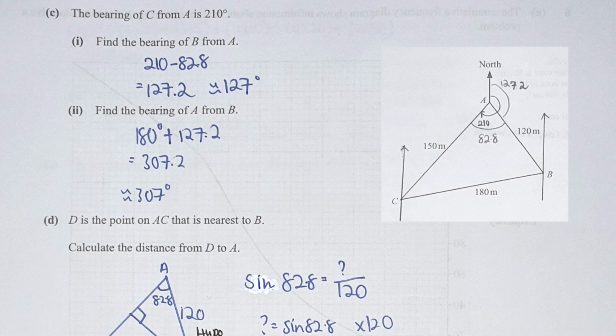As for the next part, to calculate the bearing of A from B, you're basically using the alternate angle formula. Okay, so from B there, I drew down a straight line which formed 180 degrees. Add it with the 127.2, then you will get the final result of the bearing of A from B.